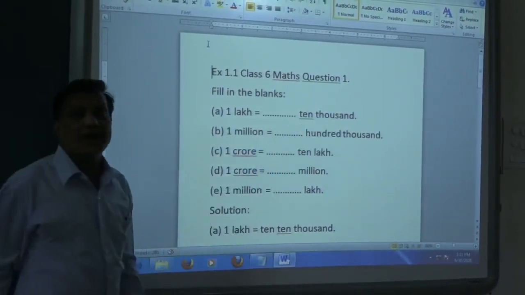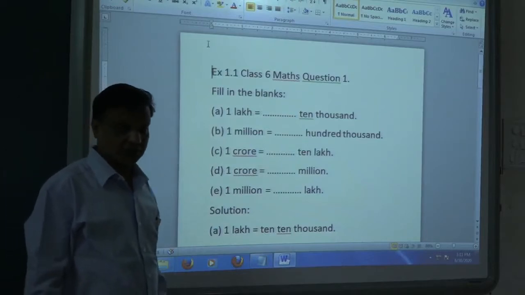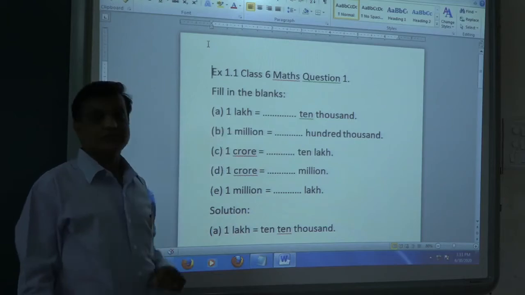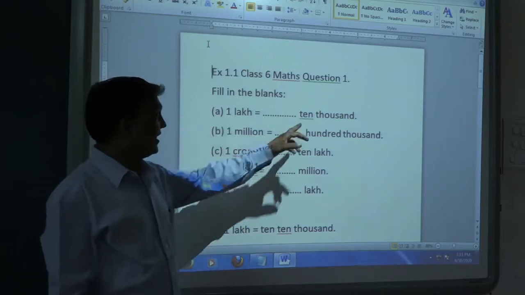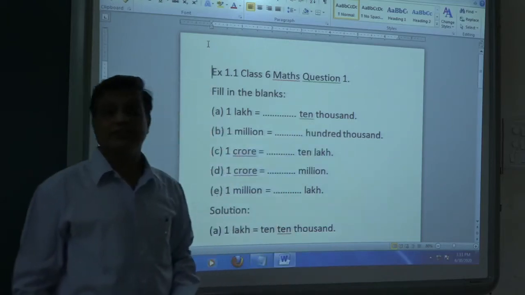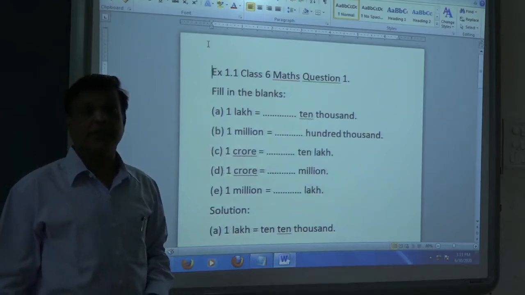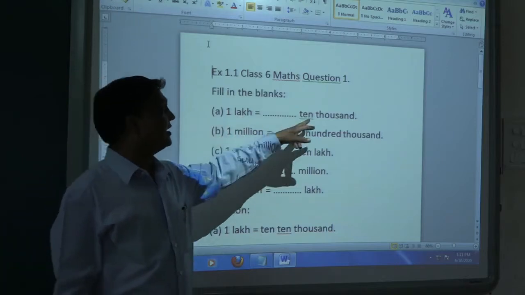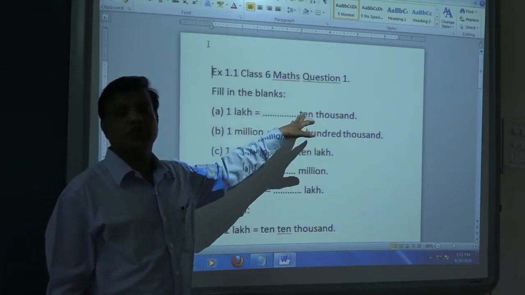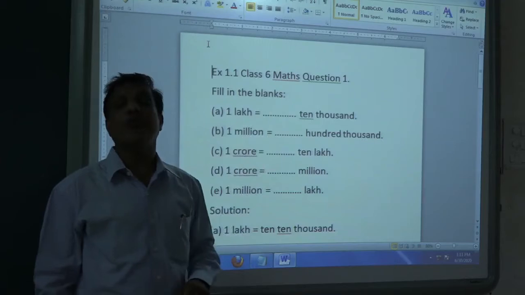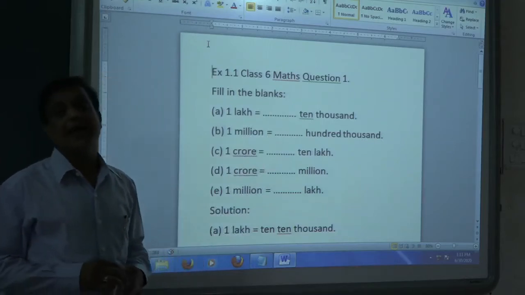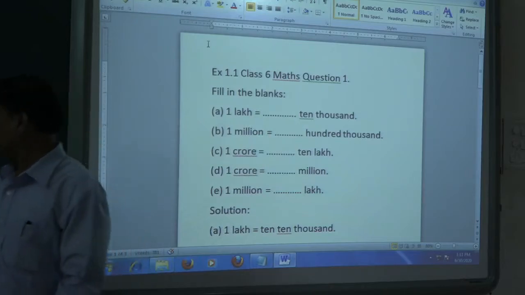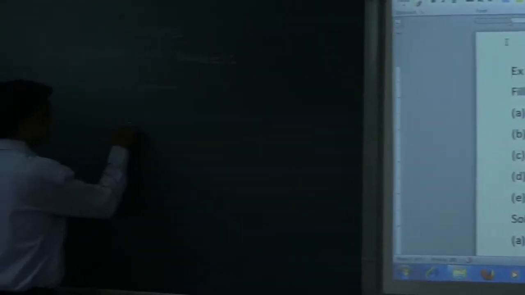Now the first question in exercise 1.1 is fill in the blanks. The first blank is: 1 lakh is equal to dash 10,000. In 1 lakh, how many zeros are there? 5 zeros. And in 10,000, how many zeros are there? 4 zeros. So in 1 lakh there are 5 zeros, and in 10,000 there are 4 zeros. So what do we have to do? We have to match that.